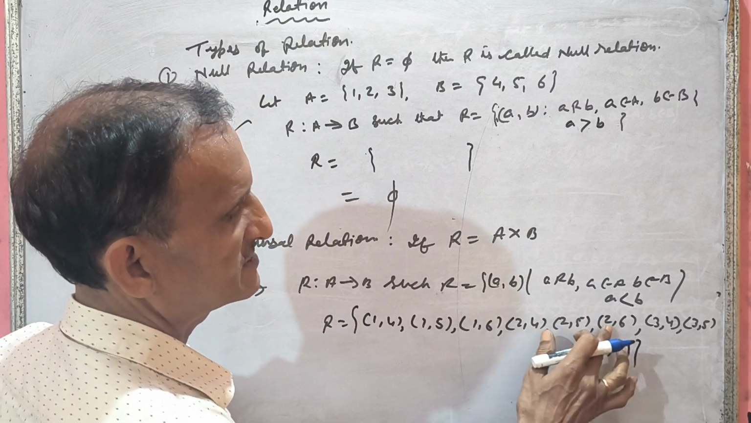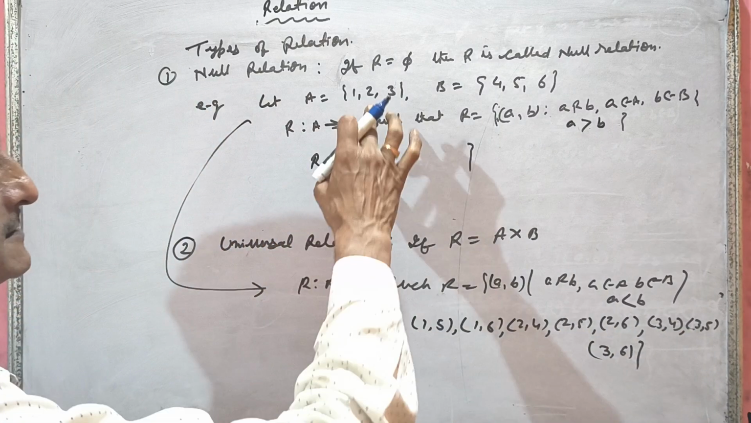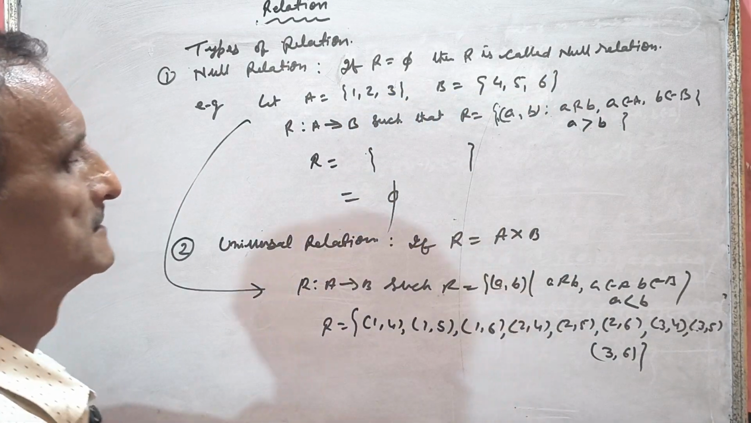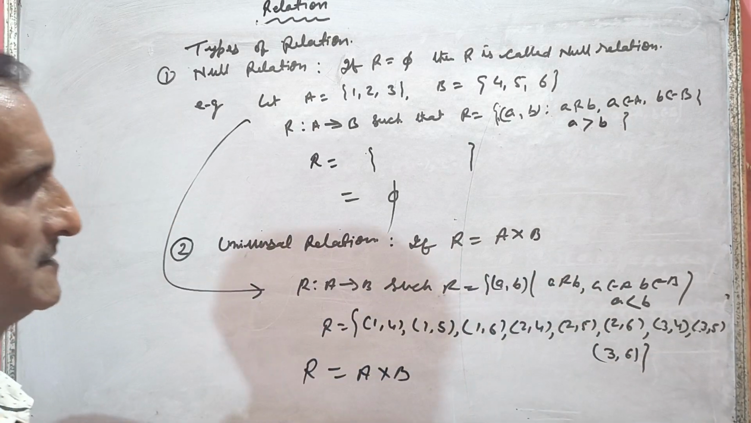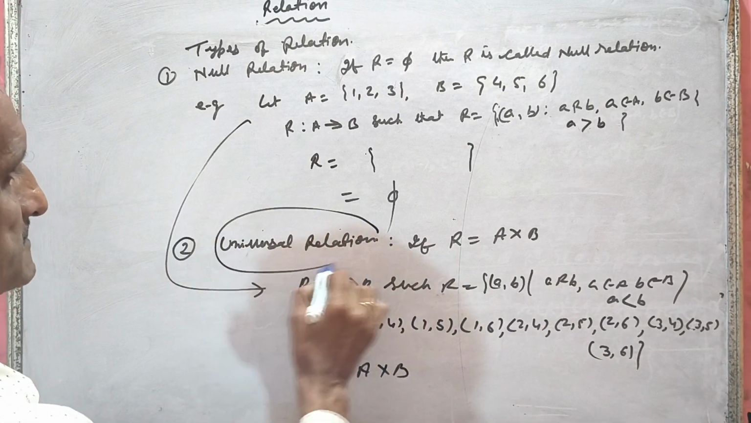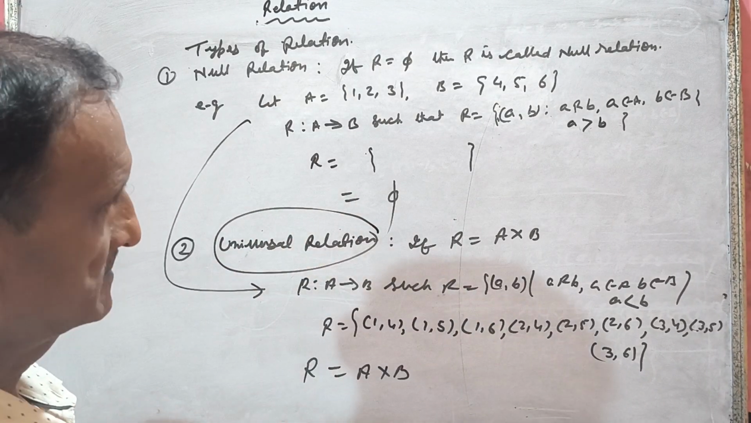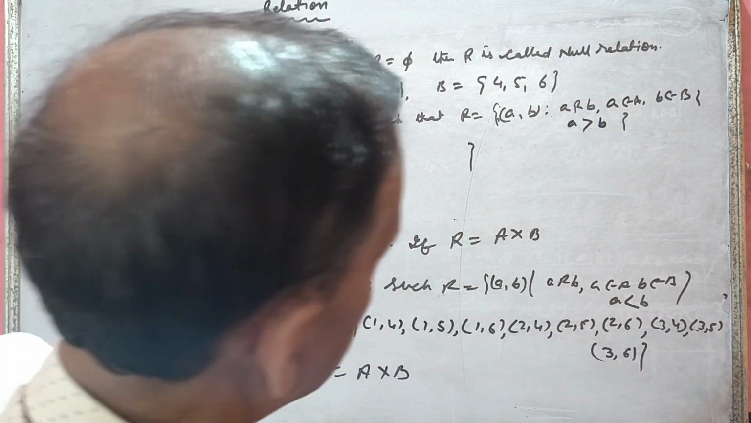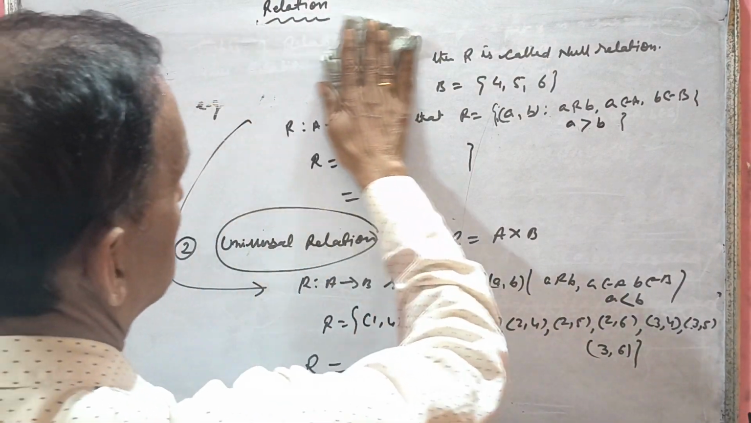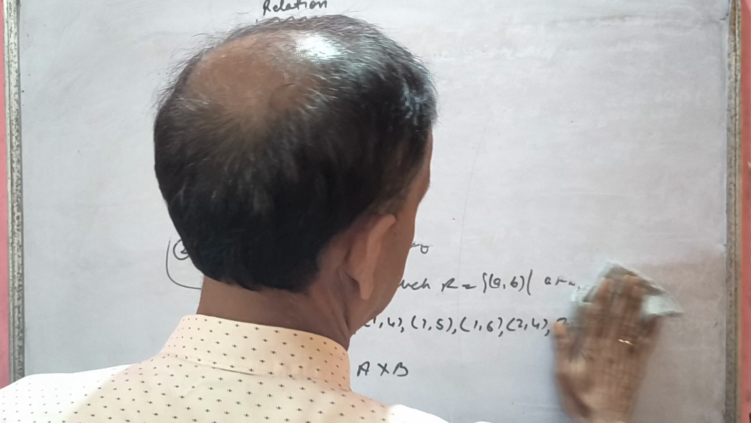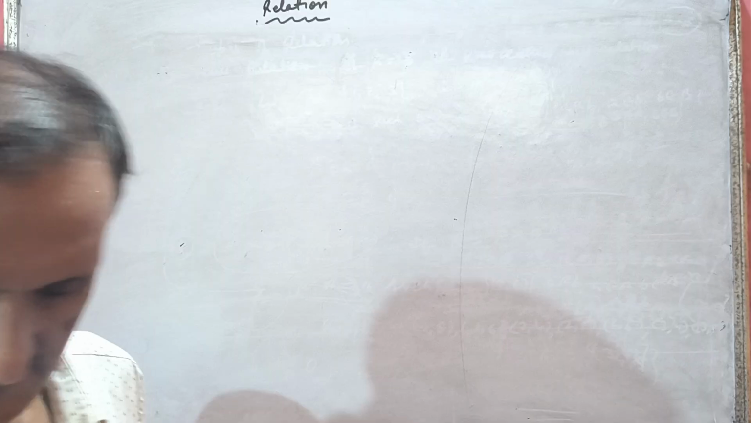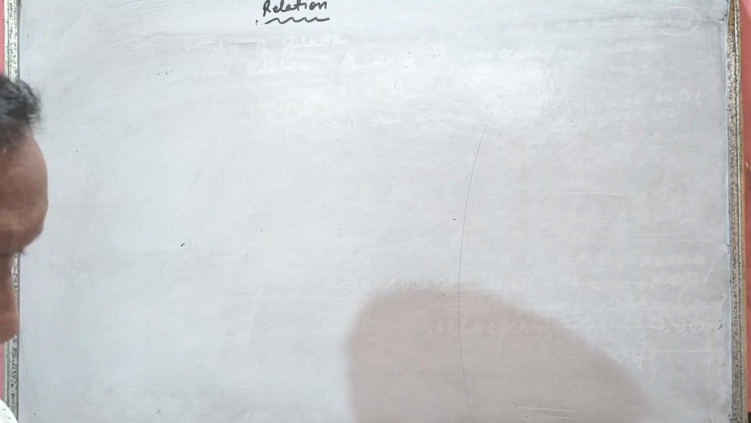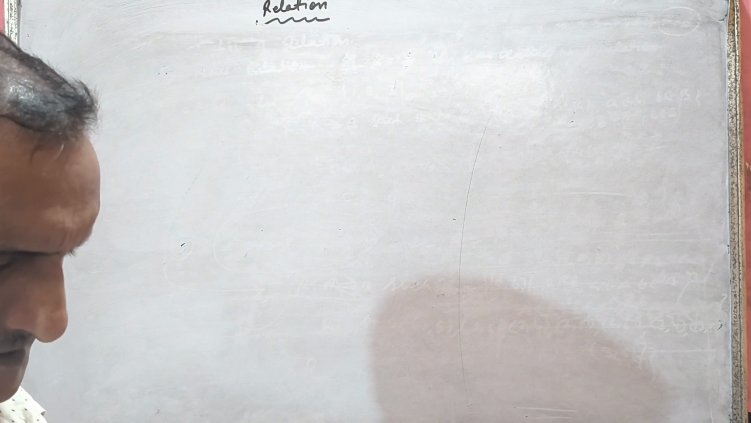1 2 3 4 5 6 7 8 9. And how many in A cross B? Okay, 9. So here R is equal to A cross B. Then R is called a universal relation. Here it was a null relation. So understood? This is a null relation and this is a universal relation. It is not difficult, but you have to be a little bit attentive and careful. Just practice. It is very easy actually.